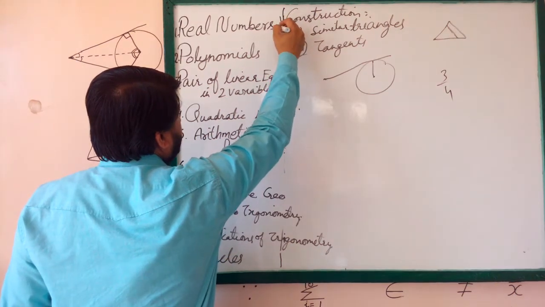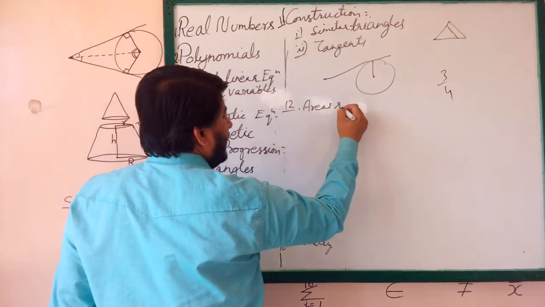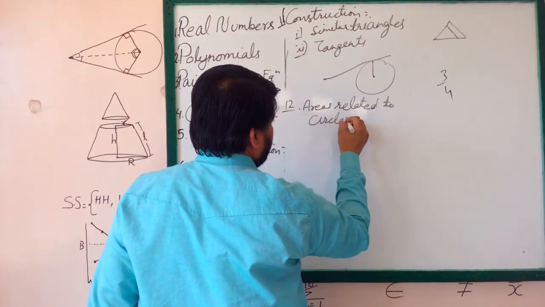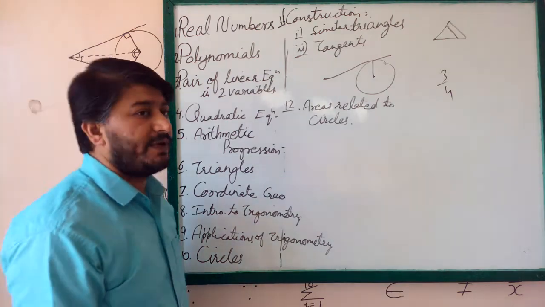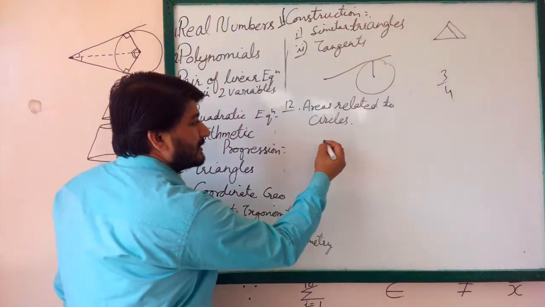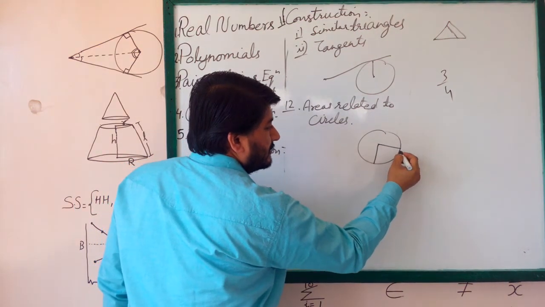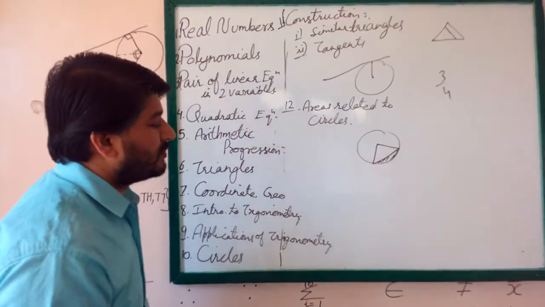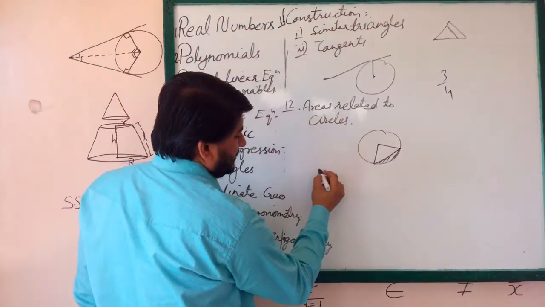Then is chapter 12. In chapter 12, we will be dealing with areas related to circles. So in this chapter, you will be going through perimeters and areas of circles. Then sectors and segments, or the shaded portions of sectors and segments. Then combinations of plane figures.